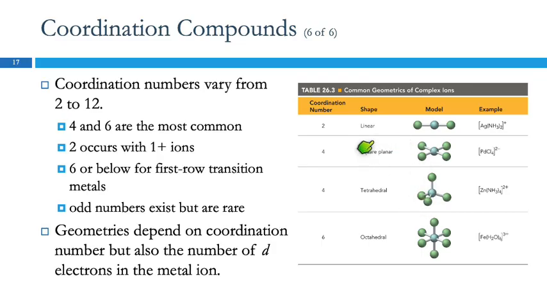Square planar is also possible with 4, but in VSEPR theory, then we needed to have 2 lone pairs here. So whether 4 ligands makes square planar or tetrahedral is going to depend on the d electrons. And then octahedral is what we get with 6 electron groups or 6 ligands. It's going to form an octahedral shape.